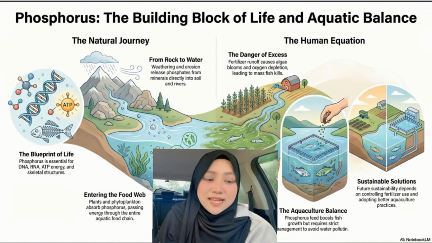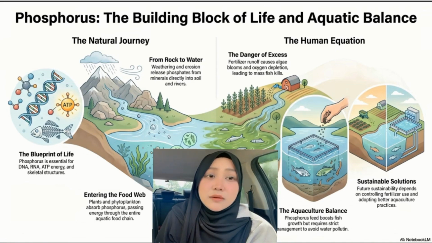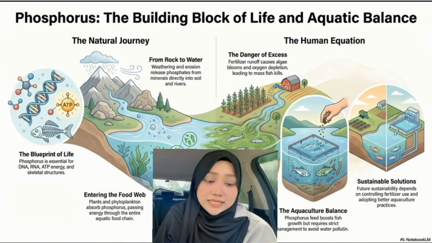whether in land-based agriculture or aquaculture applications. We must balance the need for productivity with the responsibility of environmental protection. By controlling fertilizer use and adopting better management practices in fish farming, such as monitoring feed pellets and water quality, we can protect our water resources. Our goal is to ensure the phosphorus remains a foundation for life, rather than a driver of aquatic decline.